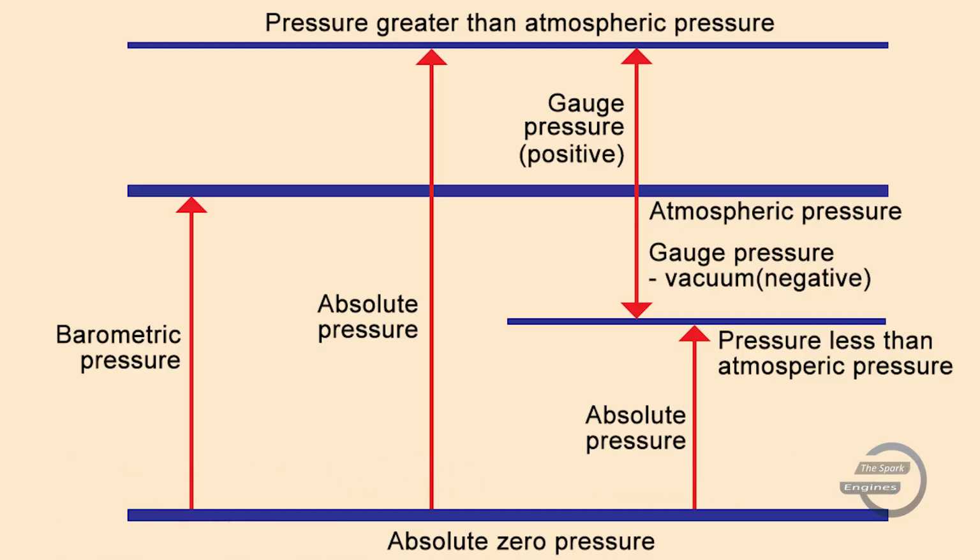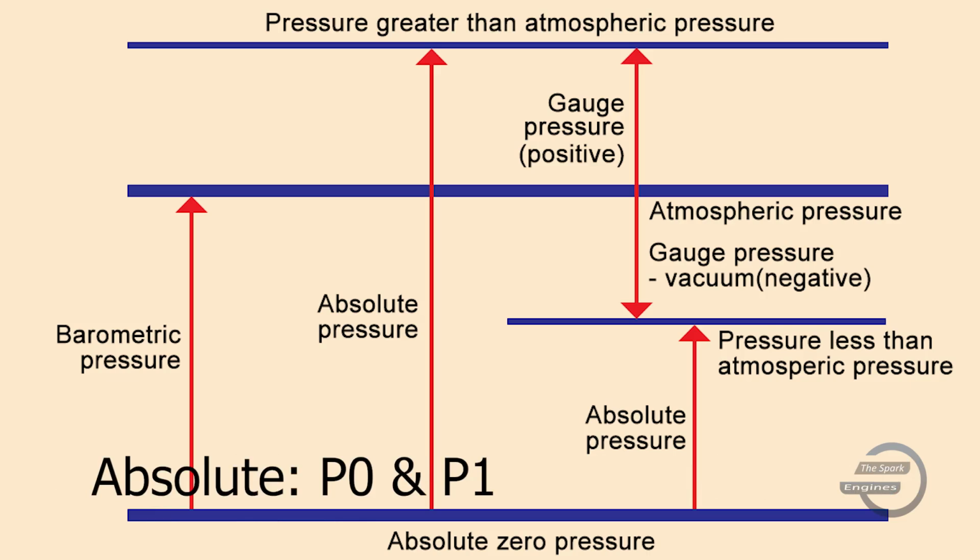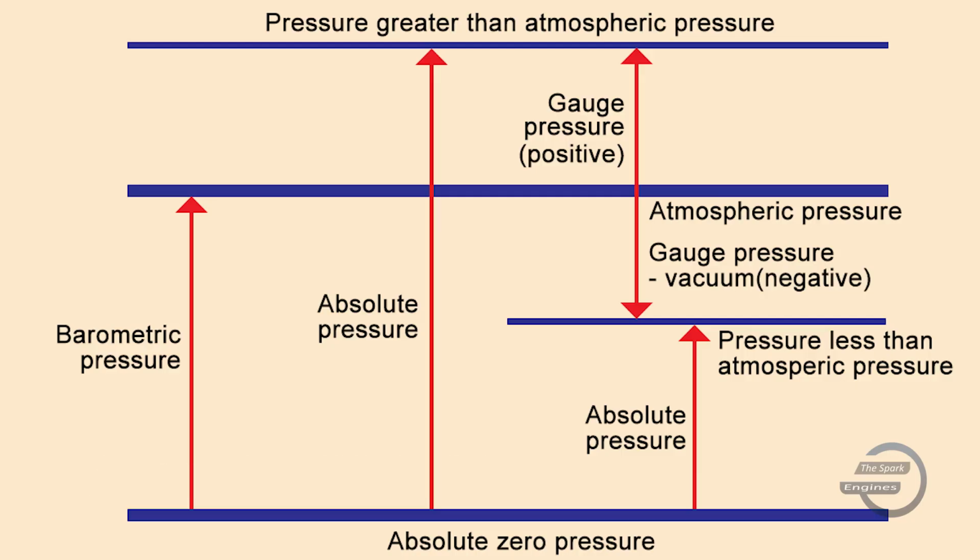But for P0 and P1, we have to use absolute sensors because P0 will capture the atmospheric pressure and P1 is capturing the pressure drop across the air filter. Hence, P1 will be less than the atmospheric pressure. Hence, P0 and P1 are the only two absolute pressure sensors.